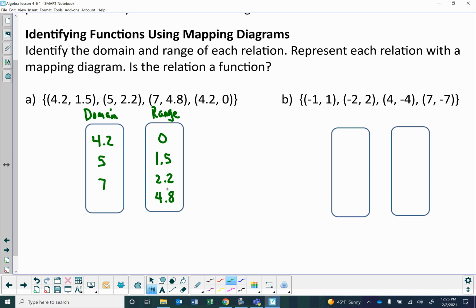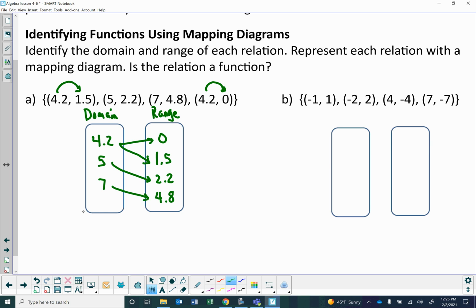We've identified the domain and range. Now we're going to map it out. 4.2 pairs with 1.5. But it also pairs with 0. It pairs with 1.5 here. It pairs with 0 there. So it has two different range values. 5 pairs only with 2.2, and 7 pairs only with 4.8. That's what's called a mapping diagram.